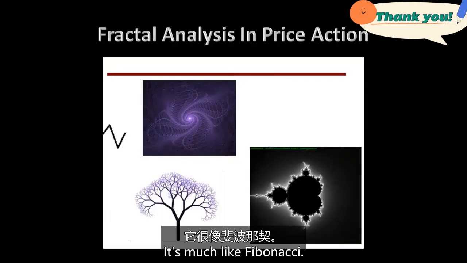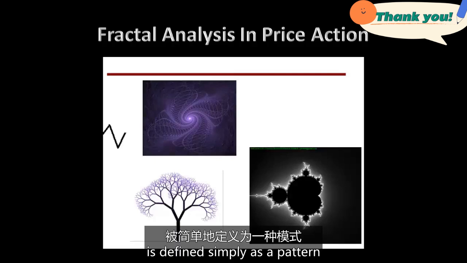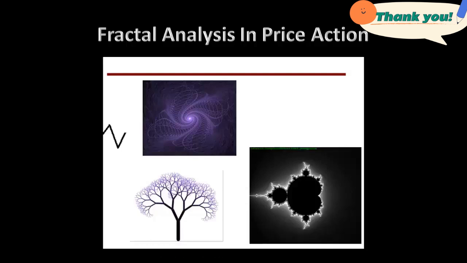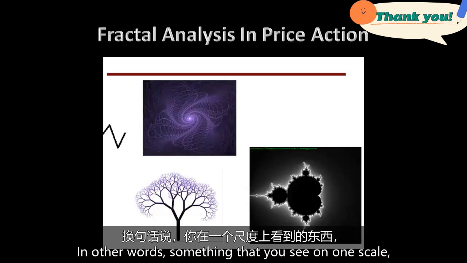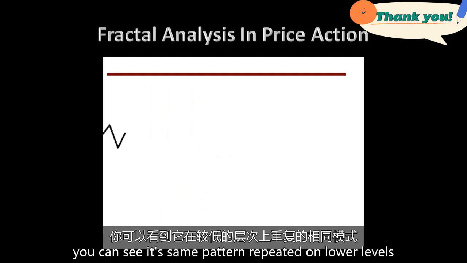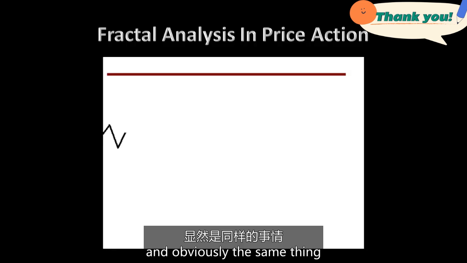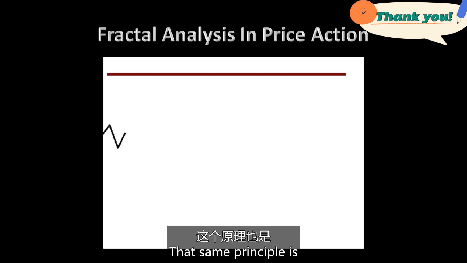It's much like Fibonacci. But a fractal is defined simply as a pattern that is repeated in infinite size up and down. In other words, something that you see on one scale, if you scale into it and zoom in, you can see its same pattern repeated on lower levels. And obviously the same thing if you magnify it out and look at it as a macro view. Well, that same principle is in effect in price.